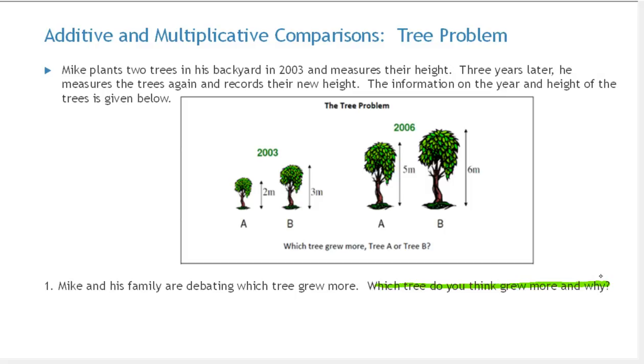So I'd like you to take a minute to answer this question on your own. I'm not going to fill anything in. And it's not a trick question, okay? There are different ways to reason about how the trees might have grown more compared to each other. So I want you to write down what you think. So go ahead and pause, write your answer, and then continue on to the next slide.